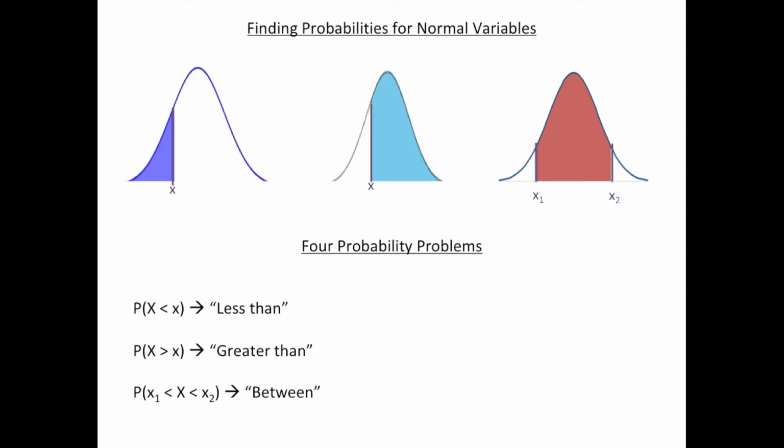As for the other 3 scenarios, you could have a less than problem. This is where you're solving for the area under the curve that falls below a specific value. You could have a greater than problem where you're looking for the region that's greater than a specific value. Or you can have a between problem where you're given 2 values and you need to find the probability that your x falls between 2 values. In all 3 cases, if we're solving these by hand, we can use a z-transformation, where you transform your x value into a z-score.